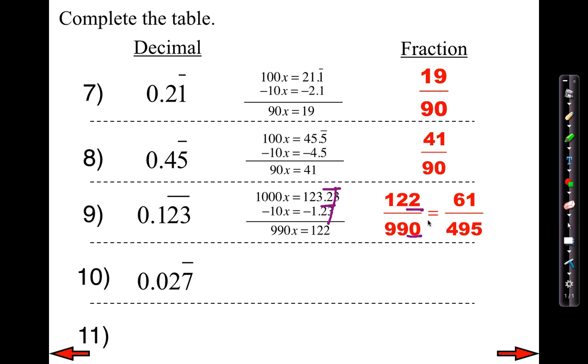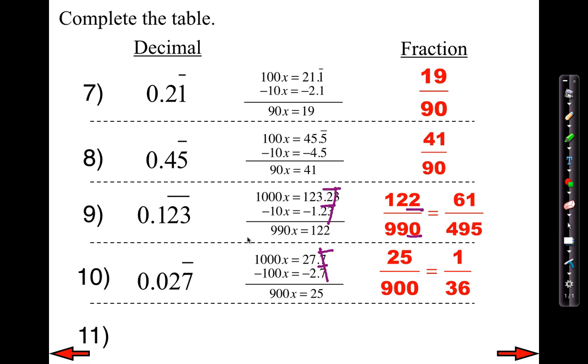Here, what's the farthest digit that's repeating? It's going to be the thousands, so you're going to multiply both by 1,000. Let's not forget our repeating. And here, the furthest digit that's not repeating is the hundreds, so you're going to multiply both sides by 100. Make sure you don't forget to write in that repeating. Now here, you're just going to eliminate the repeating decimals. You're left with 900x equals 25. Divide both sides by 900. Here, I can divide both by 25, so that does leave me with 1 over 36.